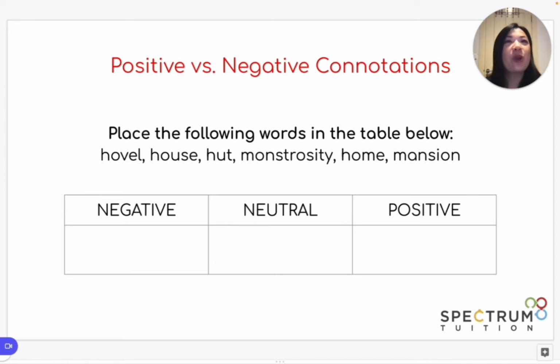All right. Now what I want you to do is to place the following words in the table below. All right? Or just put it in the chat. So which words are negative, which words are neutral, and which words are positive. Right? So you just type them out quickly.